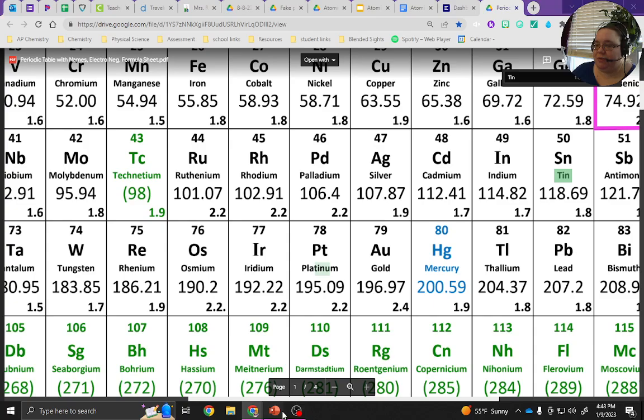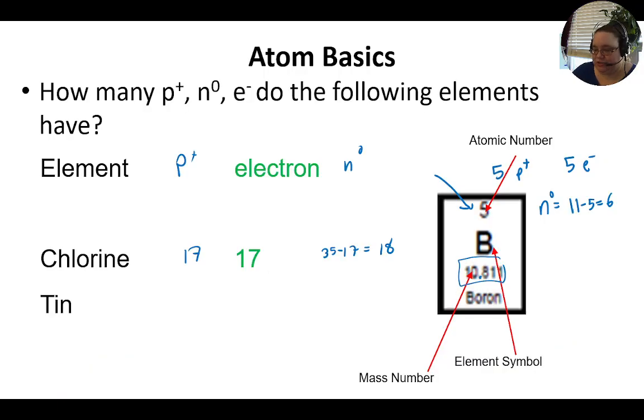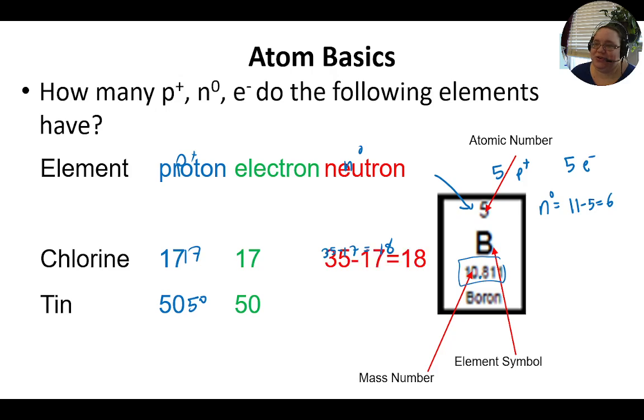So in terms of my protons, neutrons, and electrons, my protons is that atomic number, which is 50. My electrons is the atomic number because this is neutral, which is also 50. And my neutrons are going to be that mass minus the atomic number. So 119 minus 50.